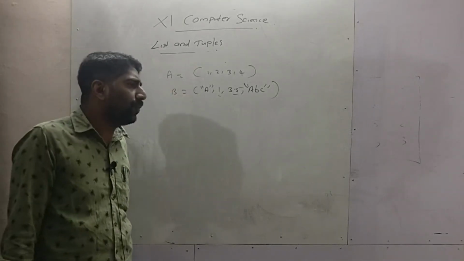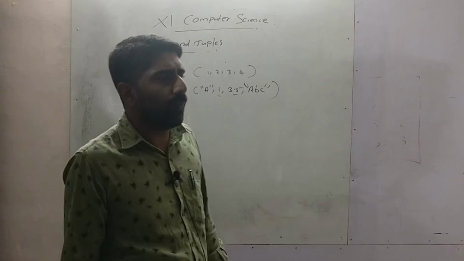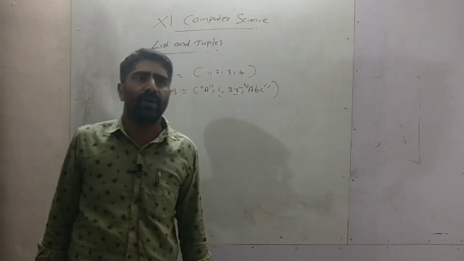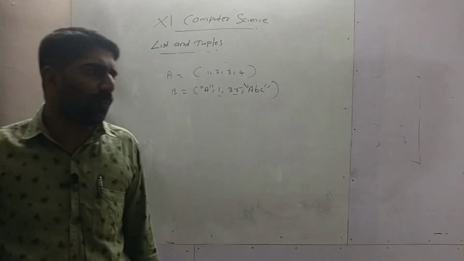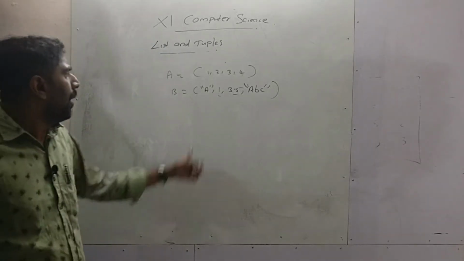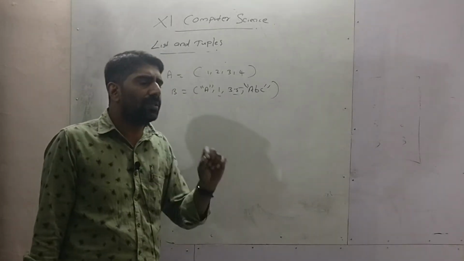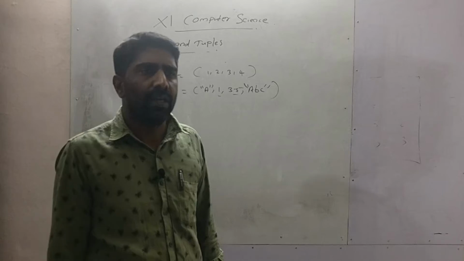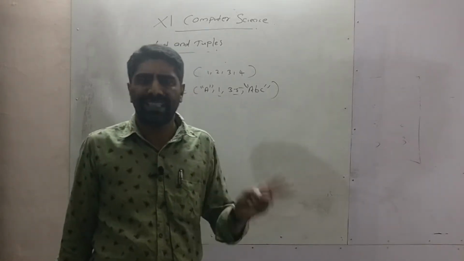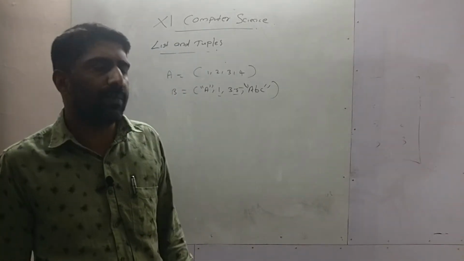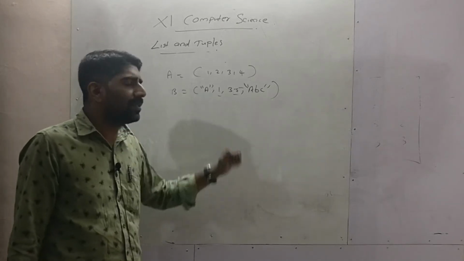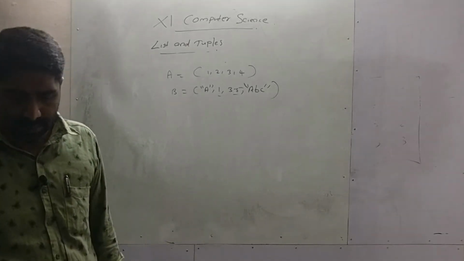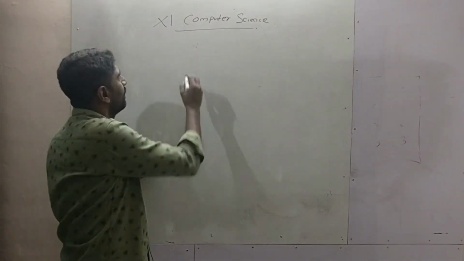So the list and tuple. A list means a group of elements enclosed in square brackets, and all these elements are separated by commas. But a tuple means a group of elements enclosed in parentheses, and the elements are separated by commas. The list is mutable, but the tuple is immutable. That means we cannot change the elements in a tuple. Clear? Yes. Sets.